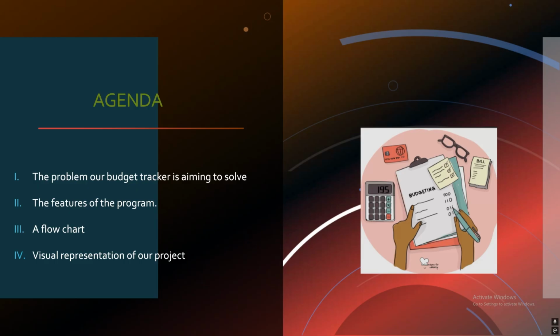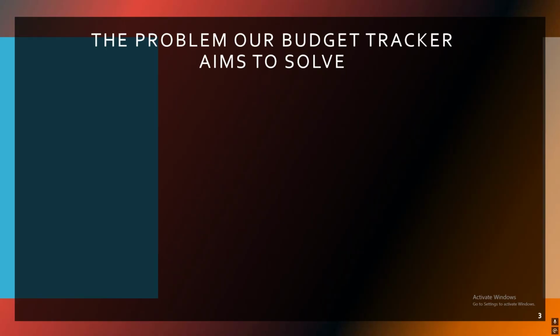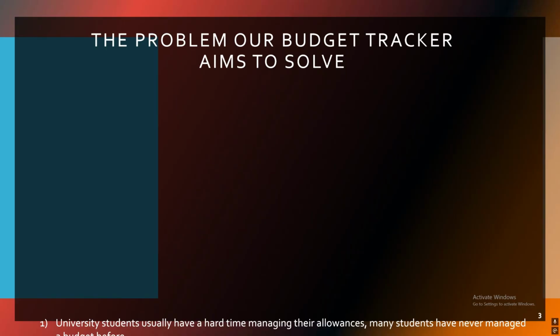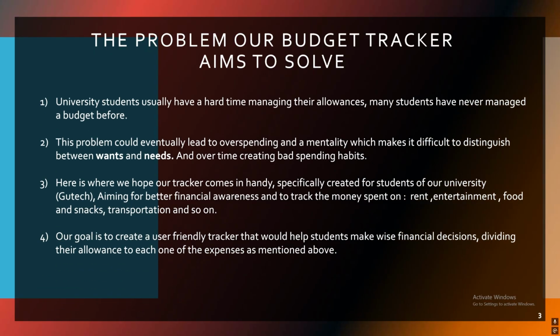the problem our budget tracker is aiming to solve. Firstly, university students usually have a hard time managing their allowances. Many students have never managed a budget before. Personally, I have faced this issue, and a budget tracker like this would help me track my expenses. This problem could eventually lead to overspending and a mentality which makes it difficult to distinguish between wants and needs, and over time, creating bad spending habits.